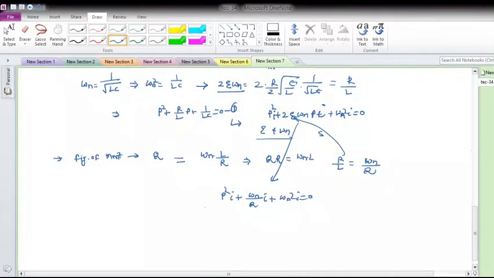Now let me relate Q and zeta. Here I observe 2 zeta omega n, whereas here it is omega n by Q. So if 2 zeta omega n is equal to omega n upon Q, the omega n will vanish. So I can write the figure of merit, which I can also express in terms of zeta.